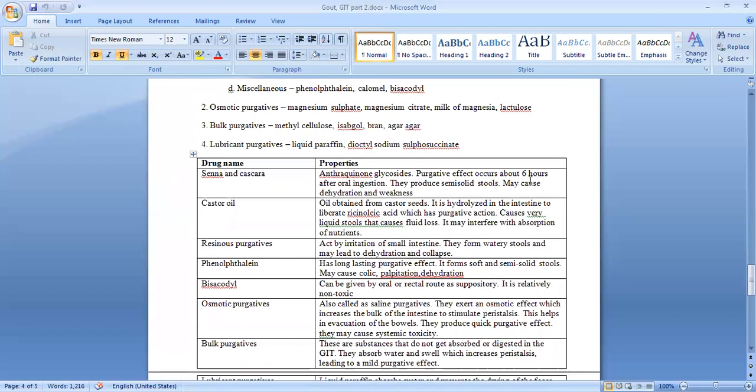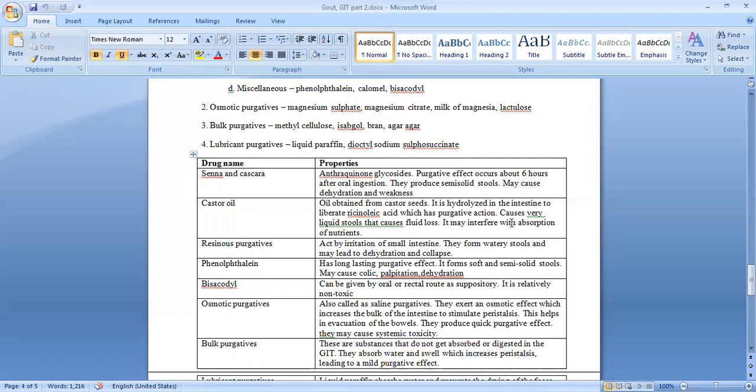Senna and cascara are anthraquinone glycosides. They are to be taken orally, and after you take that drug, after about 6 hours, the purgative effect will start. They produce semi-solid stools, and they can cause dehydration, because if you lose a lot of fluid through the stools, then there can be dehydration and they can cause a little sensation of weakness also.